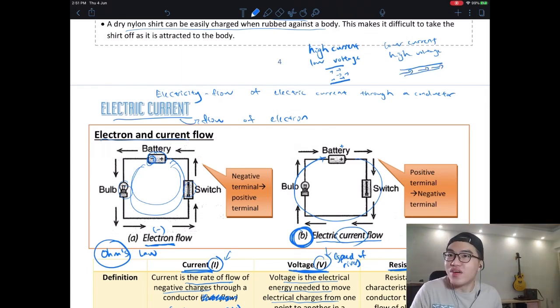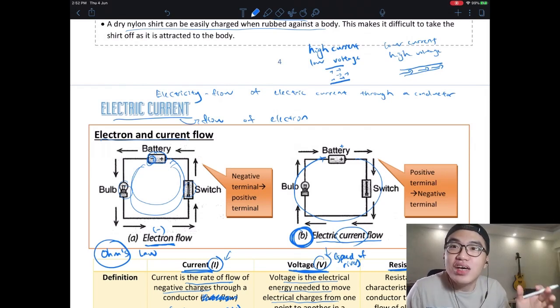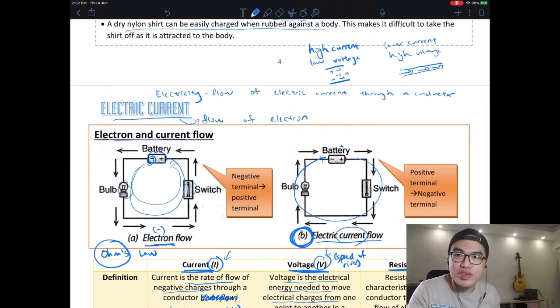Okay, so think of it this way. Very simple analogy to understand. How about high current, high voltage? It means it's very wide, going very fast. If it's low current, low voltage, it's very narrow, going very slow. Okay, very simple.